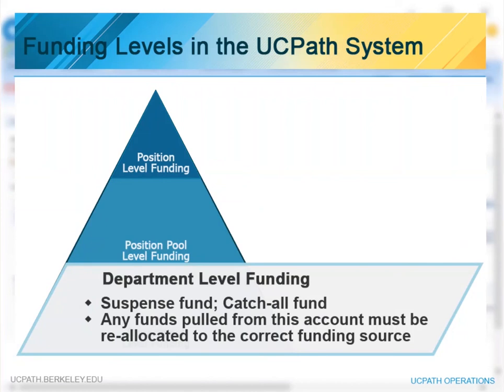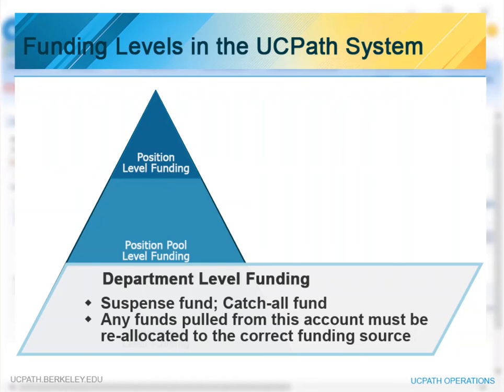Let's say if a new employee was hired, but the position funding had not been entered yet. This person is still going to get paid, but it hasn't yet been specified in the system which account to pull the pay from. So UCPath will pay the person out of the department level fund. Later, a direct retro can be done to pay back the department fund.